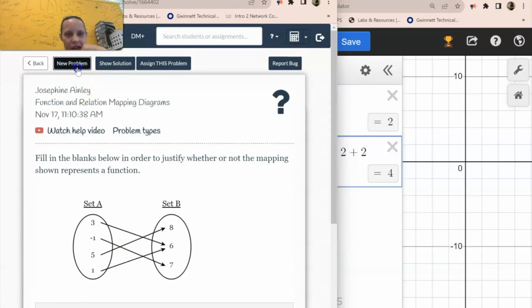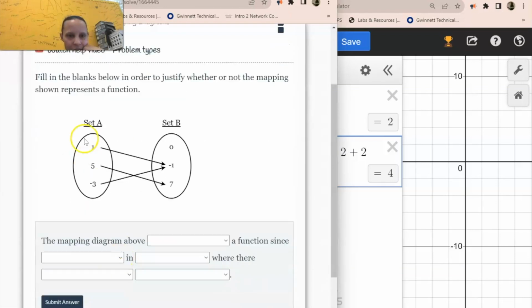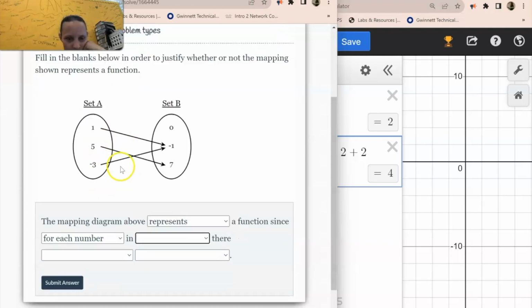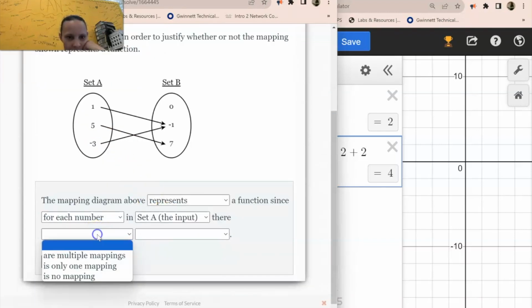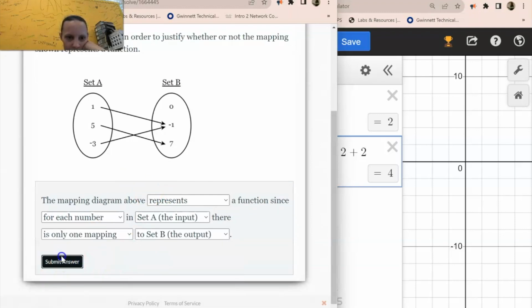All right, let's look at this one. So again, looking at my girls. All right, girl number 1, she's dating -1. All right, 5 is dating 7. -3 is dating -1. Now, it is not this girl's fault that this boy is dating both of them, okay? So again, a boy can date two girls, but the girl can only date one boy. So this is okay. This is a function because each of those girls for each number in set A, the input, is dating only one boy in set B, the output.